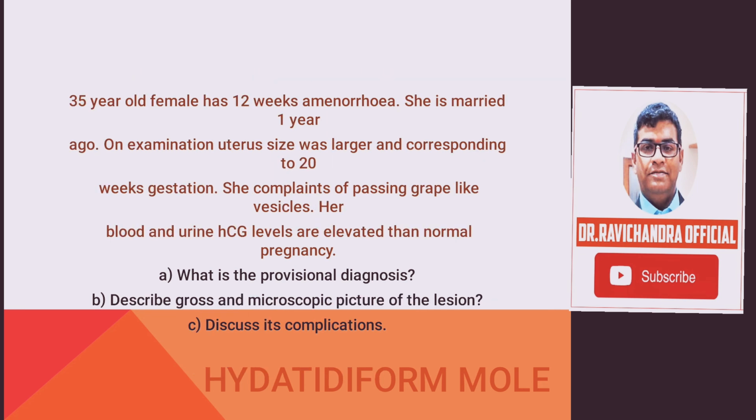A 55 year old female had 12 weeks of amenorrhea. She has been married for 1 year and on examination her uterus size was larger, corresponding to 20 weeks of gestational age. She has complaints of passing grape-like vesicles and her blood and urine HCG levels are elevated more than normal pregnancy levels. What is your provisional diagnosis? Describe the gross and microscopic picture of the lesion and describe its complications.